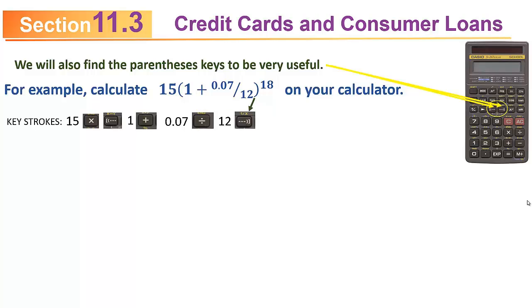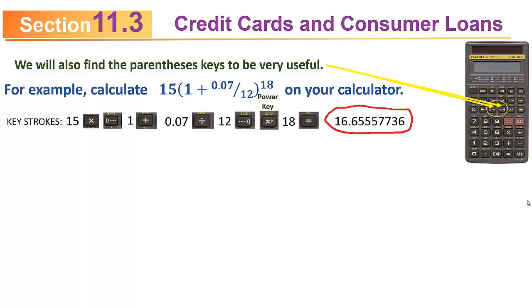Now the 18 is up in the exponent, so you have to do something in your calculator to tell it that you're about to enter an exponent, and you do that by pressing what I'm calling the power key. The power key is the X to the Y button, and it's right next to the right paren. So you have to press that key and then type in the exponent. And all that's left to do now is press equal to, and that'll evaluate the entire expression all at once, which happens to be 16.65557736. Practice that because it is a skill that you will need.